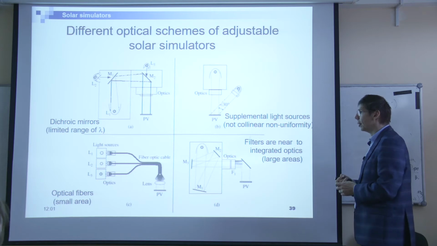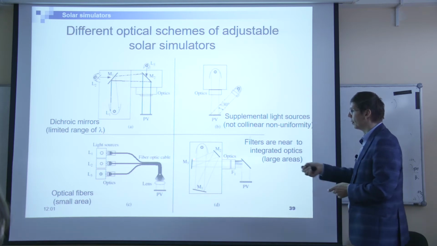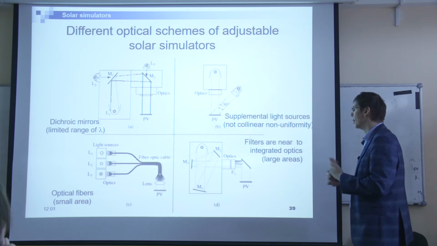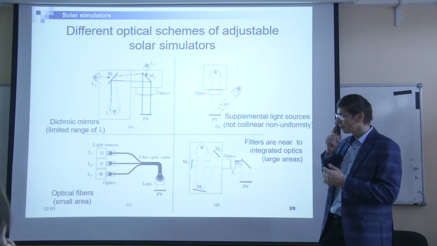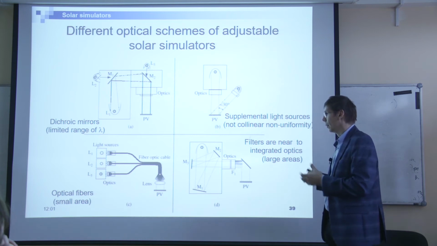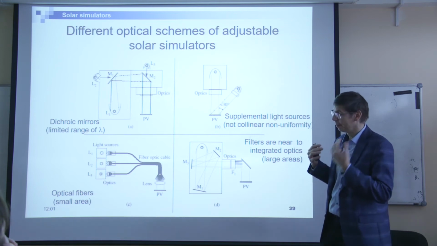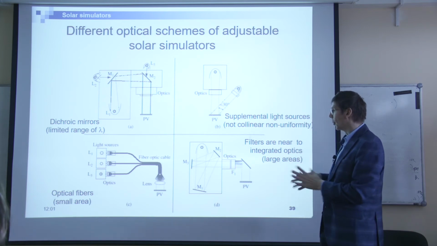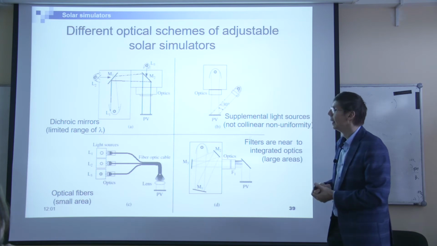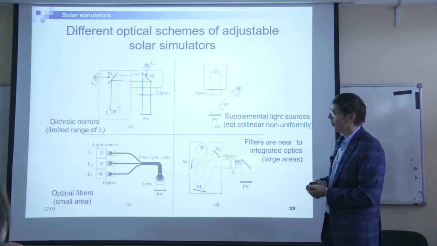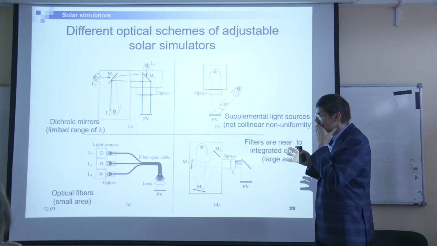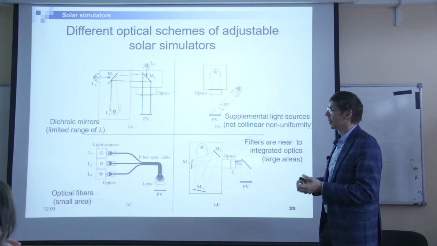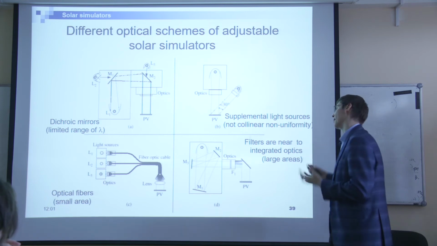Another solution is to use different filters near the integrator optic. The main reason is that integrated optic can mix the light, so you can try to use different filters. And for some limited area, you can use another, in my opinion, quite interesting solution.